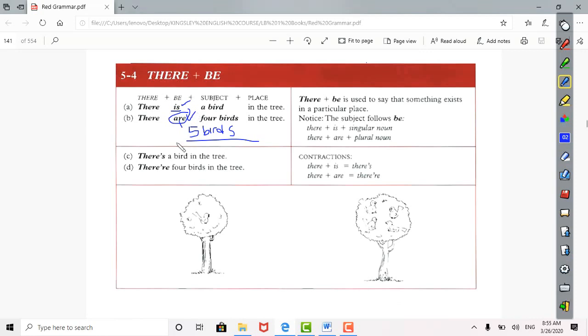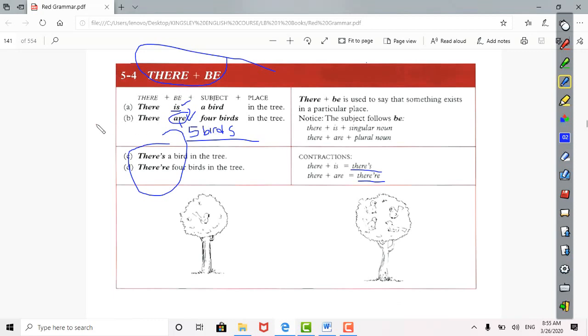Alright? So in some cases we will also use the contraction for this one. So there is, we can use there's. And there are, we use there're. There is a bird in the tree. There are 4 birds in the tree. Just the same. This one only uses contraction or not. So this is about there be and there plus be, or there is or there are.